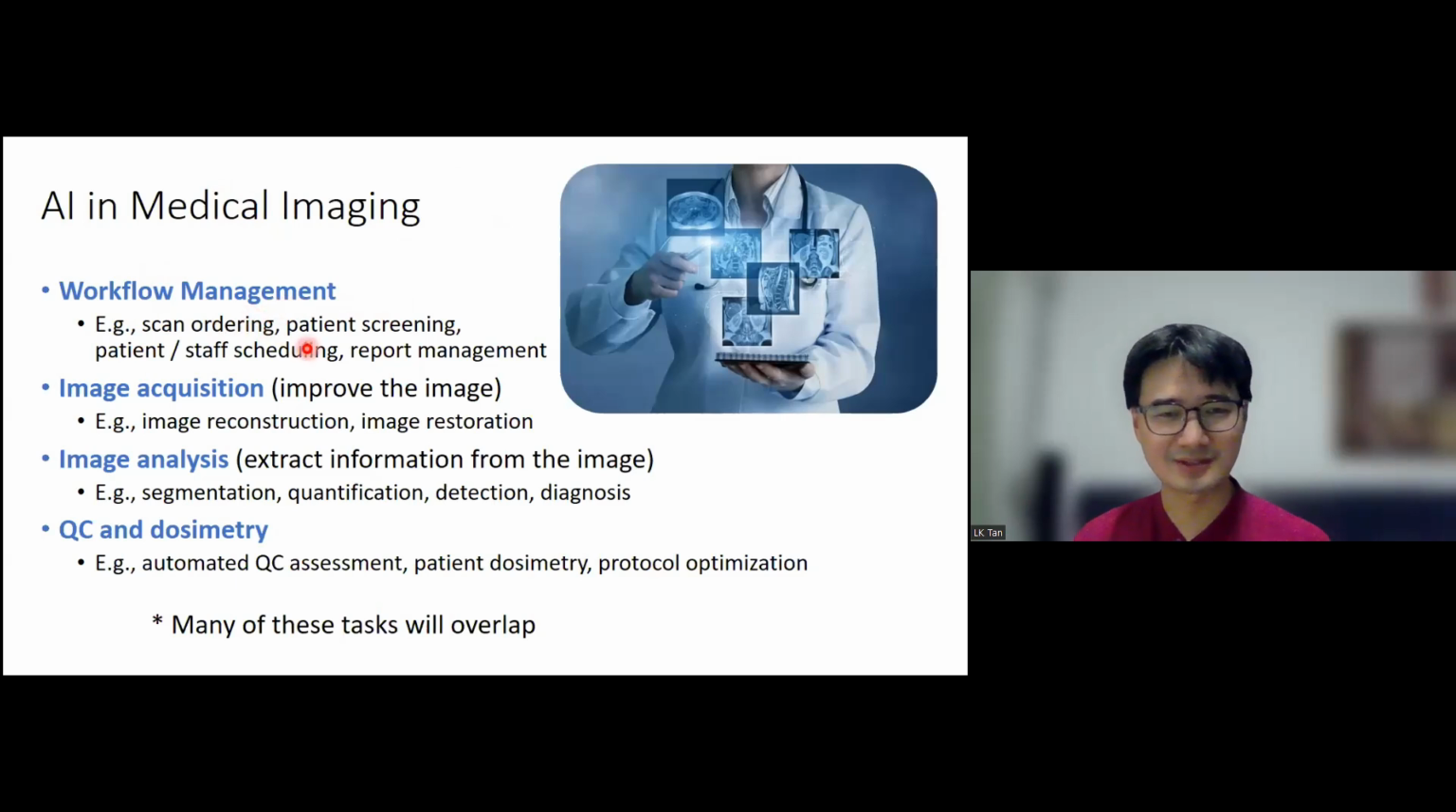Image acquisition, when we actually take the image and we want to improve the image. Image analysis, we have the image already, now we want to extract information from the image. QC and dosimetry, we want to improve the quality of the overall workflow and the image acquisition, and dosimetry is checking patient doses. In this case, many of these tasks will overlap. But today, I'm mainly going to focus on these 2, image acquisition and image analysis.